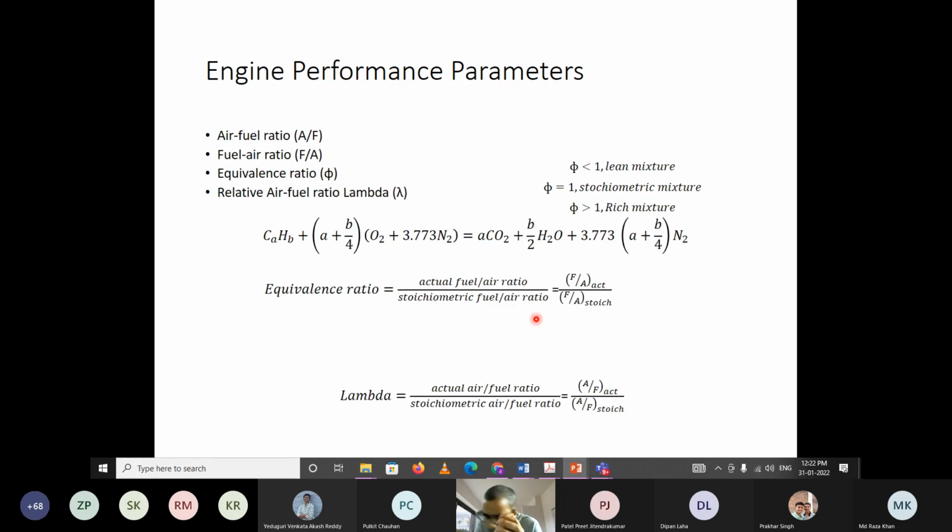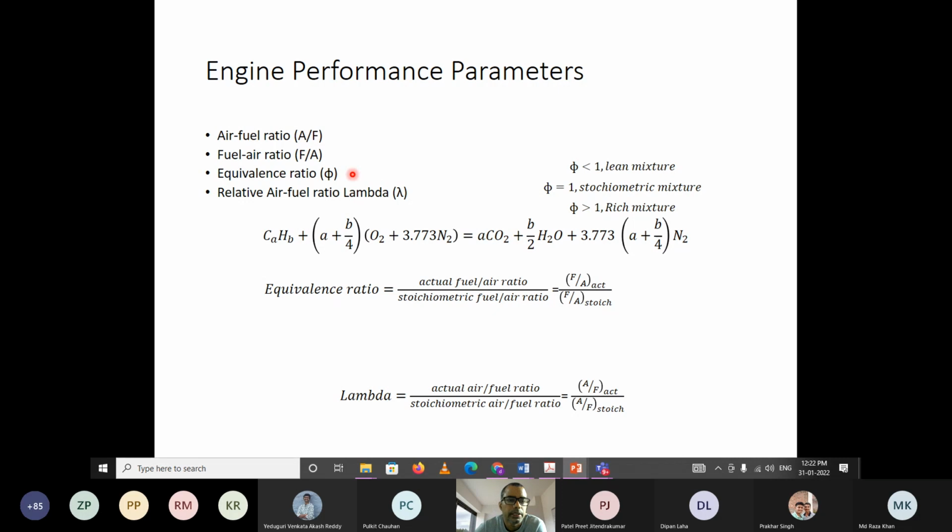Another parameter that is really very important, particularly when you are talking about the internal combustion engine, is the air fuel ratio. There are different ways to characterize this parameter. We can say air fuel ratio or fuel air ratio, relative air fuel ratio, which is represented by lambda, and equivalence ratio, which is represented by phi. These are very common practice in terms of the engine.